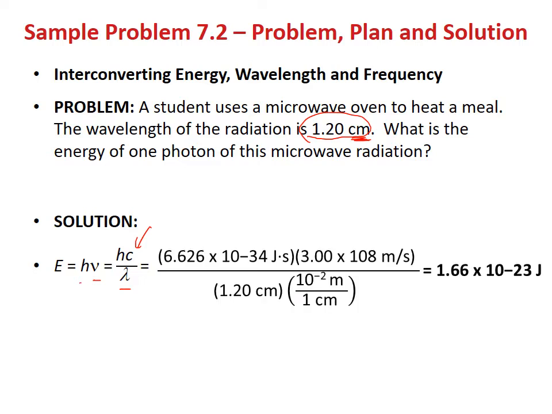Okay, so plug in the data. Planck constant is 6.626 times 10 to the minus 34 joule second. Speed of light is 3 times 10 to the 8th power meter per second. Wavelength, 1.2 centimeter times the conversion factor, 1 centimeter equals 10 to the minus 2 meter. So cancel centimeter, gives you meter. Divide by this wavelength, and that gives you 1.66 times 10 to the negative 23 joule.